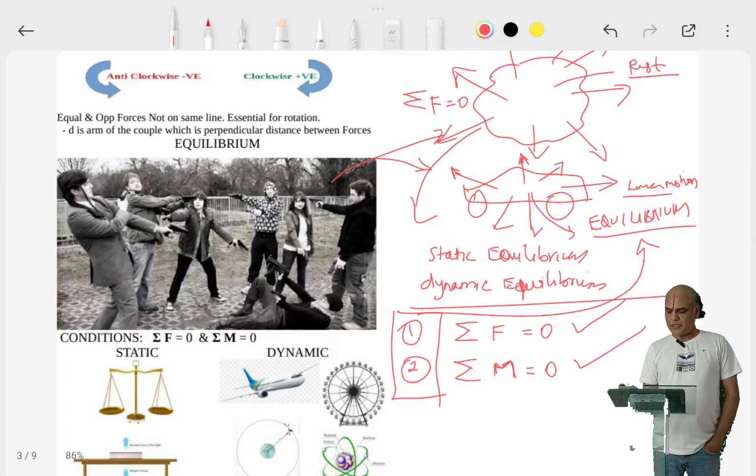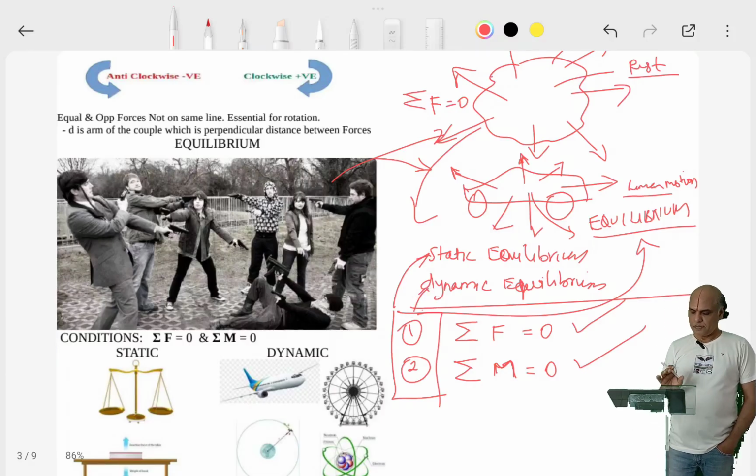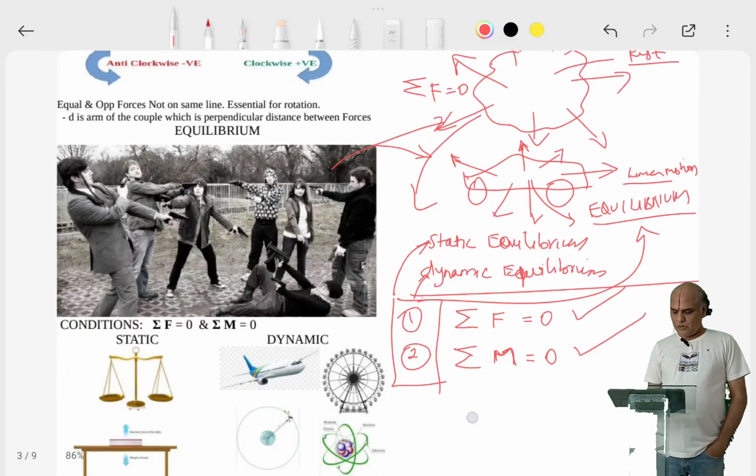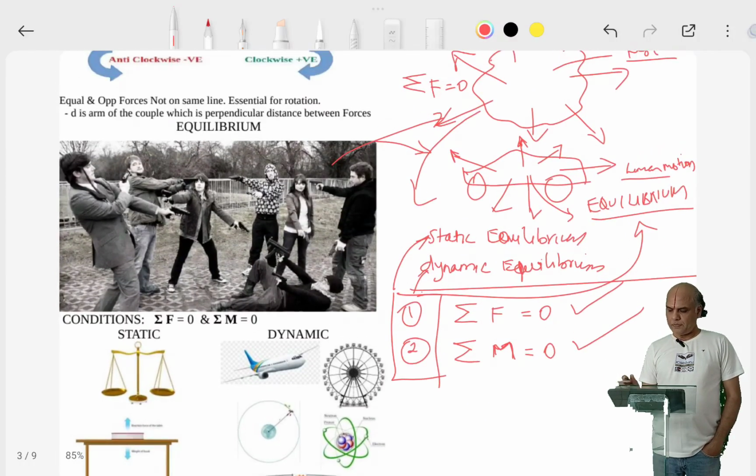If the body attains a state of equilibrium when it is at rest, it is called static equilibrium. And when a body attains a state of equilibrium while it is continuing its motion, it is called dynamic equilibrium. Clear? Okay.